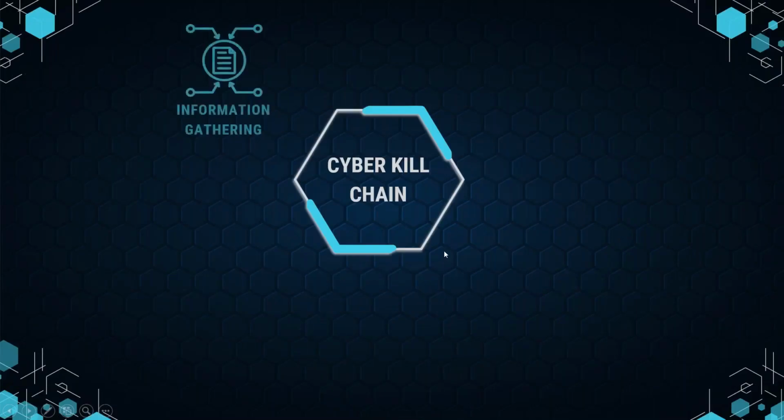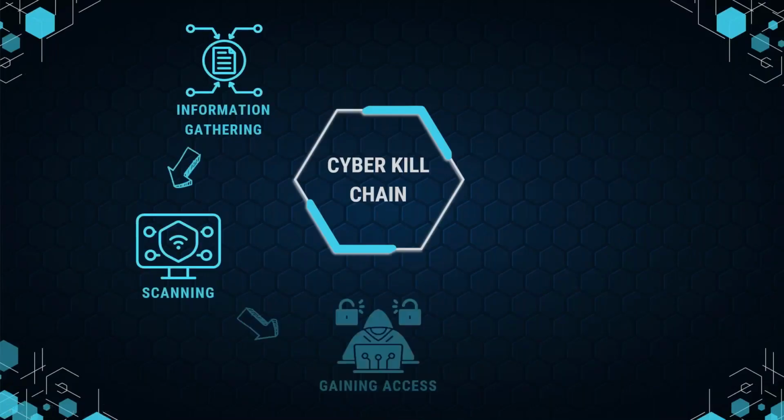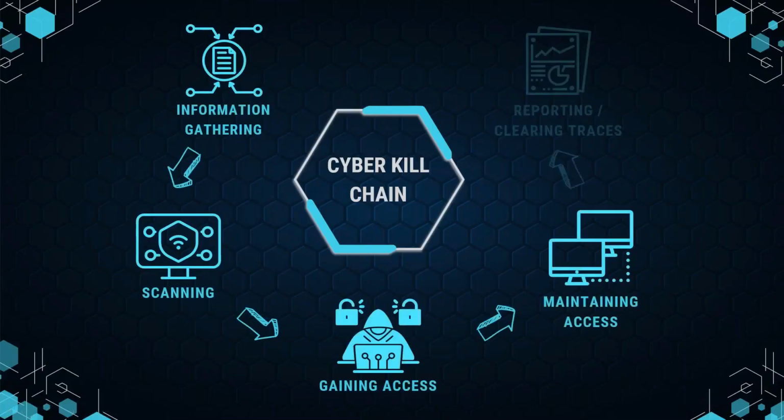There's something called information gathering, scanning, gaining access, maintaining access, and reporting or clearing traces. These are the 5 steps that are followed by any cybersecurity professional in real time to perform cybersecurity checks on an organization. To verify if a company is secure or not, if their devices are secure or not, you verify that with these 5 procedures or steps. That is what is done by a cybersecurity professional in an organization.